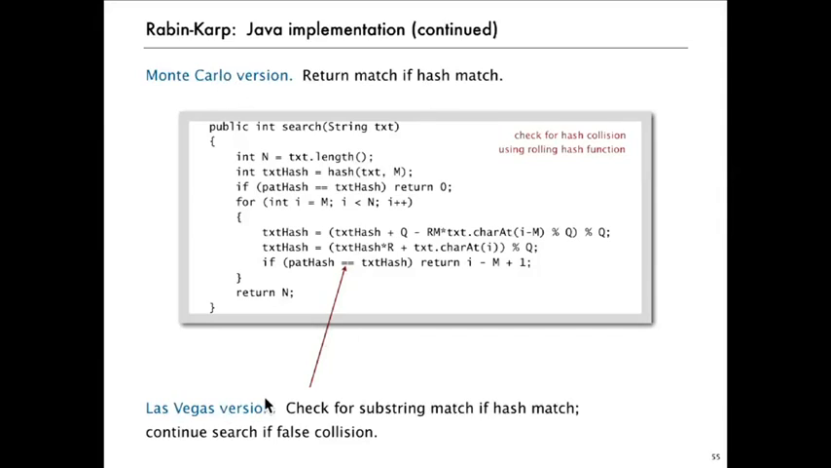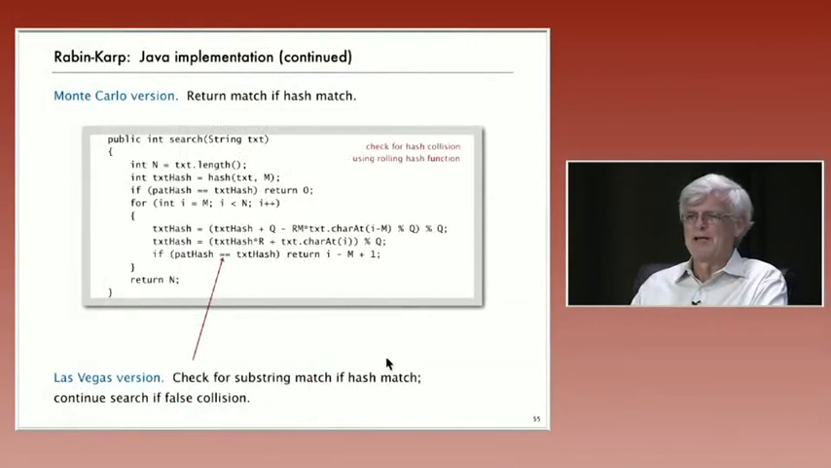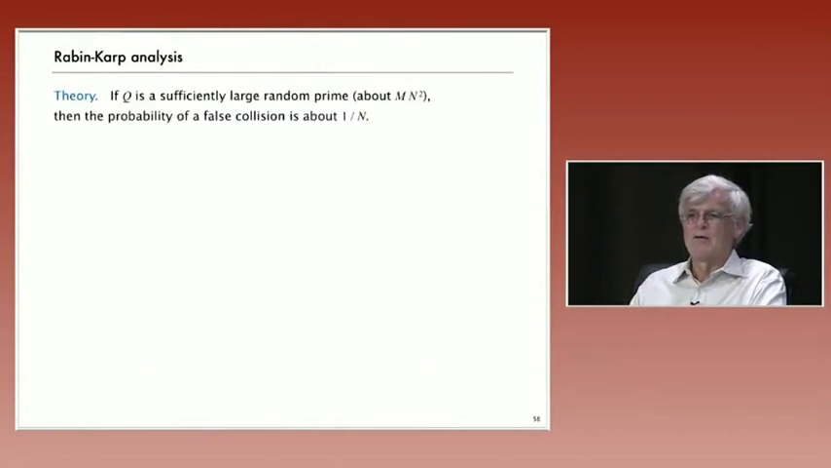The Las Vegas version is guaranteed to get the right answer. In that one, we would go and check to make sure that the M characters match if we have a hash match. With such a low probability, it could be that there's a hash match but not a substring match, and then we just move on. And from a theoretical point of view, there's some extremely low possibility that that one could be slow, but let's look at what the analysis says.